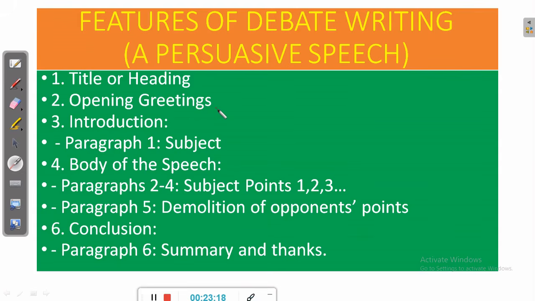At the school level, you still have the chairman of the panel of judges. So you greet them, beginning with the person on top down to the people who make up the audience, whom you will address as ladies and gentlemen. Then number three is the introduction, which is the first paragraph. The first paragraph introduces the subject for discussion, which is of course the topic.